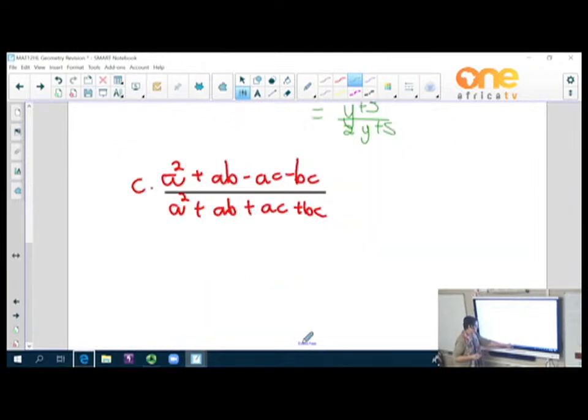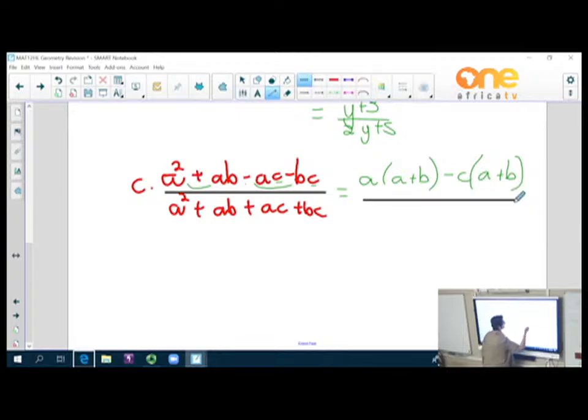Now we look at number C. Now look at this one, 4 terms, so now it is grouping. I hope you can identify it. So first we're going to factorize here, grouping, highest common factor there, so it's A plus B. And then there, minus C, the common factor there is C, A plus B. Check your signs, minus AC, minus BC, so that is correct in there.